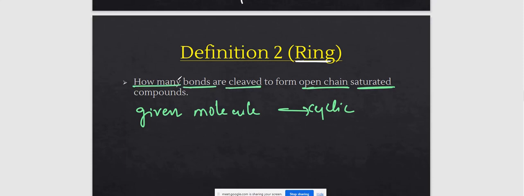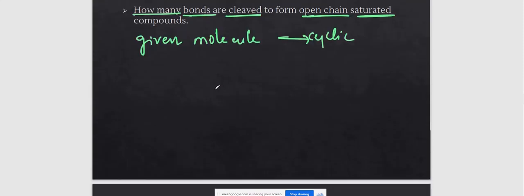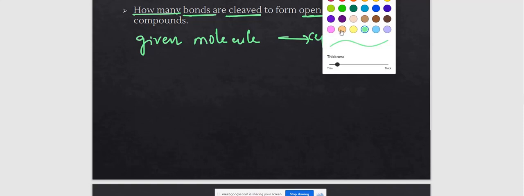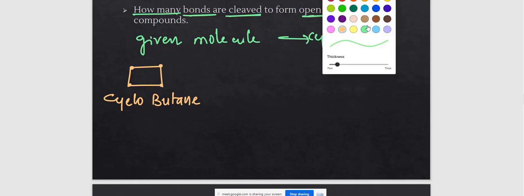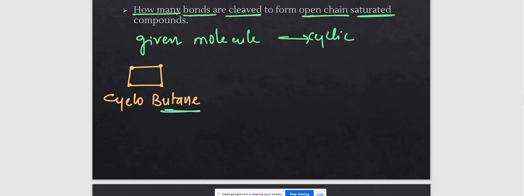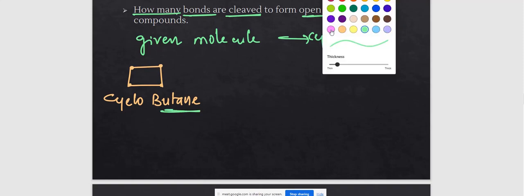How many bonds will you break to make it open? That is your DBE. Suppose I take an example. I'm just taking the square one. Can you tell me what is the name of this? This is cyclobutane, because we have 4 corners. That means 4 carbons, all single bonds, butane, cyclic structure, cyclo. Clear? Yes, ma'am. Now butane is already saturated, all are single bonds.